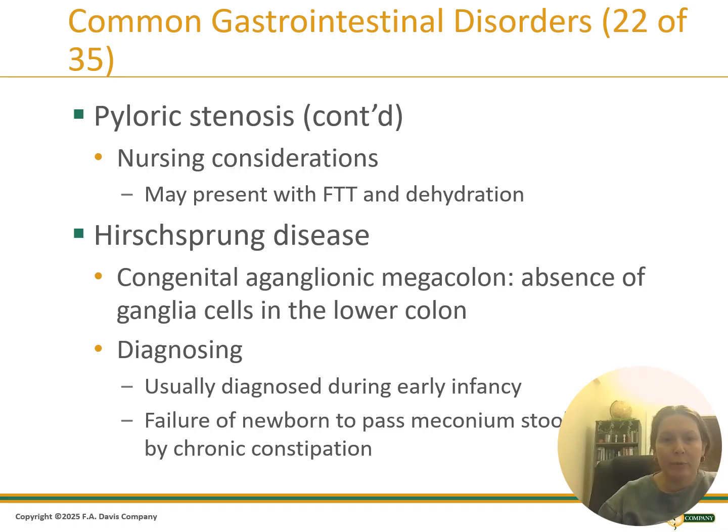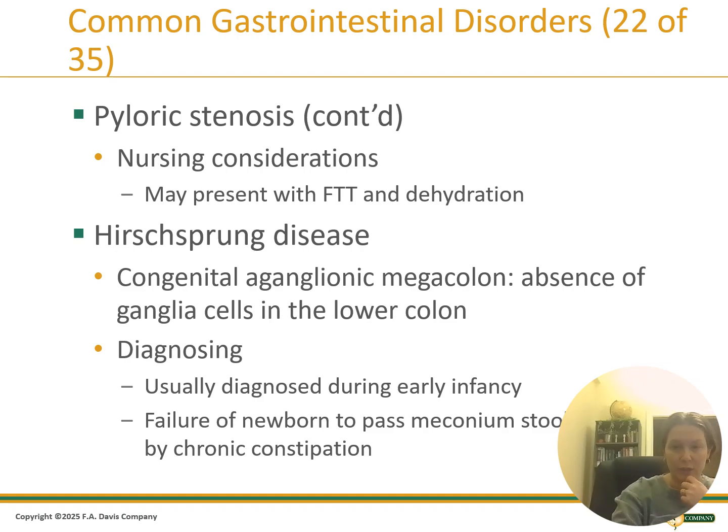So next up we have Hirschsprung disease. This is going to be a congenital aganglionic megacolon. That basically means they have an absence of ganglion cells in the distal colon, so there's going to be no peristalsis to help that segment. Without these ganglion cells, the bowel cannot relax there, so it just starts to back up and back up.